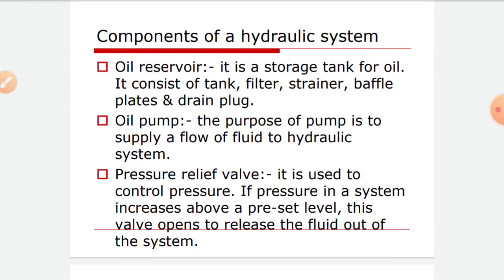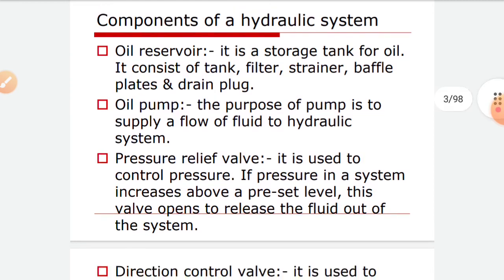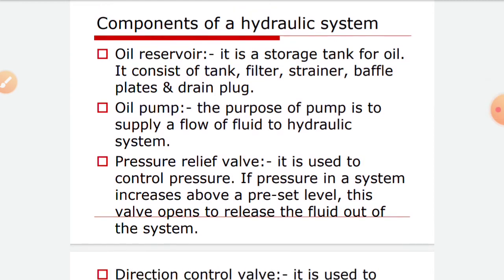So in a hydraulic system we use an oil reservoir. It is a storage tank for oil. It consists of a tank, filter, strainer, baffle plates and drain plug. Next one is the oil pump. The purpose of the pump is to supply a flow of fluid to the hydraulic system.